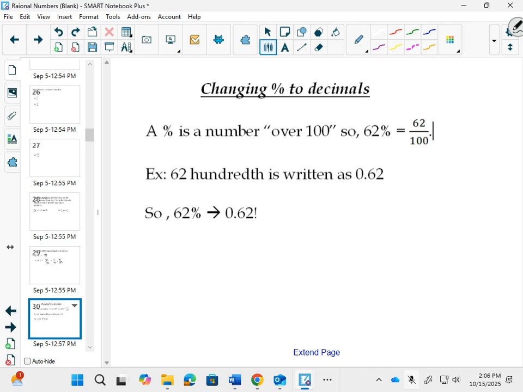This is also a bit of review. A percentage is a number over 100. So if you got 62%, it's like if you had a test out of 100 marks, and you got 62 out of 100 on your test. And when it's over 100, it becomes a decimal as 0.62. So we could always write a percentage as a decimal. 62% is 0.62.